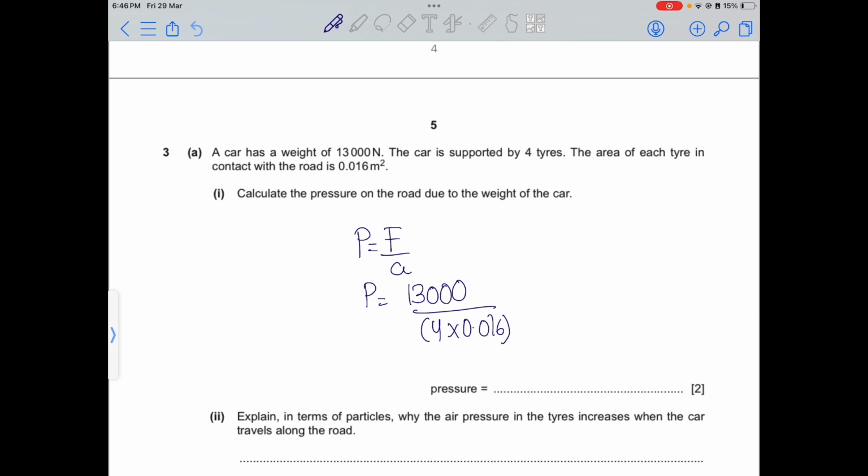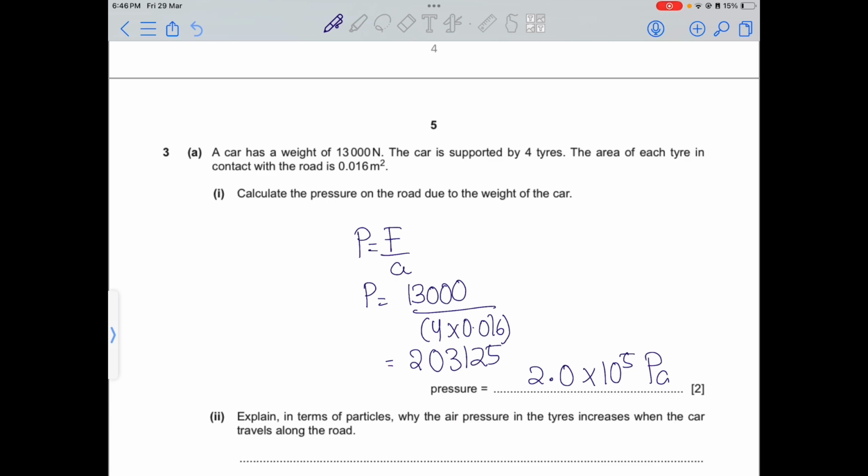That is 203125, which will be about 200,000, or 2.0 × 10^5 Pa, which stands for pascals. I hope this question is clear. It's a pretty easy question.